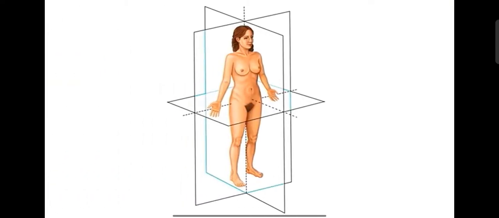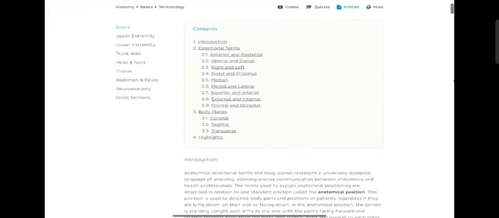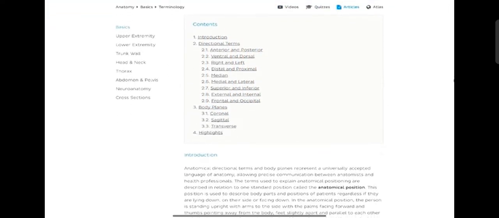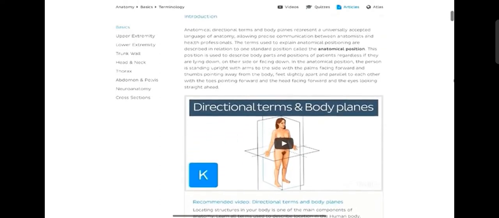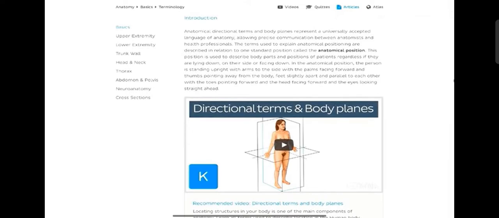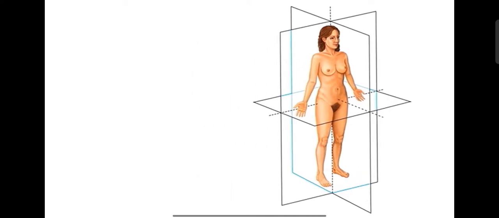All movements will be discussed relative to the anatomical position, which you see here on the screen. If you need a refresher on this, I'd recommend that you watch the start of the video or even read the first part of the article on directional terms and body planes, which you can find here on the KenHub website. But now you can see here on the screen that in the anatomical position, the arms are relaxed by the side of the body, the legs shoulder width apart, and the head facing forward.